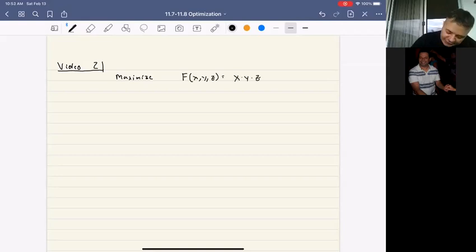And our constraint is going to be g of x, y, z equals x plus y plus z equals L. So we're going to look at this both directly and with Lagrange multipliers. You can probably guess I really am a fan of the Lagrange multiplier method, and we'll see.